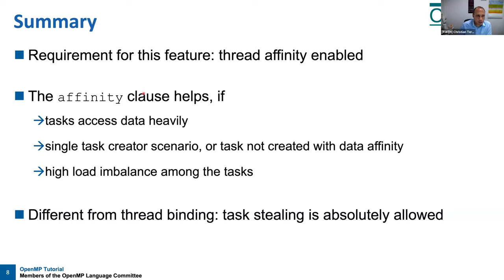That means the affinity clause helps if tasks access data heavily. In particular, if we have what I like to call a single task creator scenario, that means one or very few threads creating all the tasks, whereas other threads then execute those tasks. So that means this might not match the parallel access pattern from the initialization. And also, if you have a high load imbalance among the tasks, this could be an indication. And do not forget that task stealing continues to be allowed.